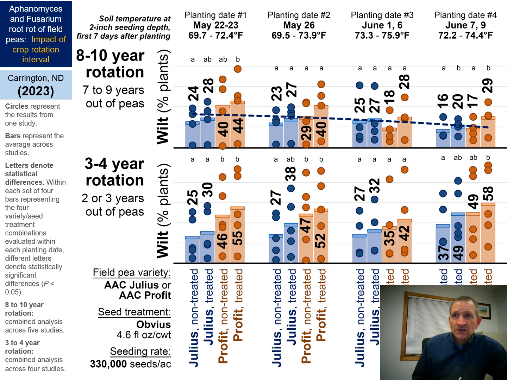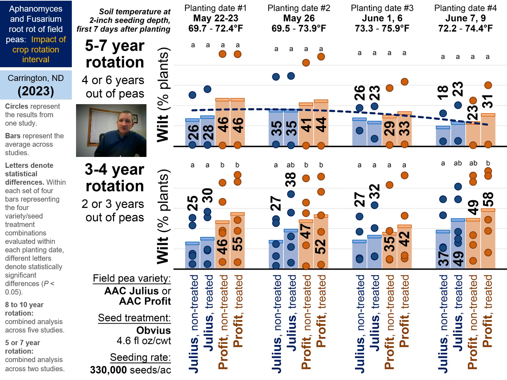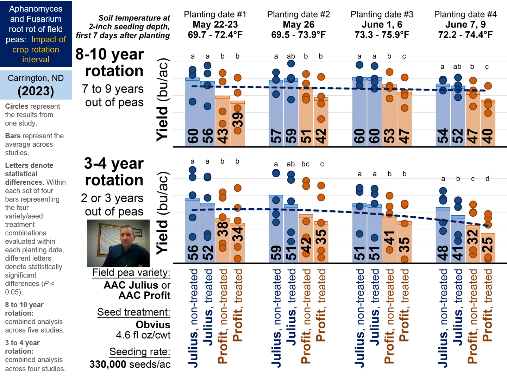We didn't test others. So these are soil temperatures well outside the range of what we normally would plant peas at. I wouldn't be too concerned about this because we plant our peas earlier, especially in fields with significant Aphanomyces and Fusarium root rot, but just note that. Under these very warm soils, we actually saw a deleterious impact of the fungicide seed treatment. And on incidence of wilt, again, the 5 to 7 year rotation is a lot better than the 3 to 4 year rotation, and that's the same across all the planting dates, varieties and seed treatments.